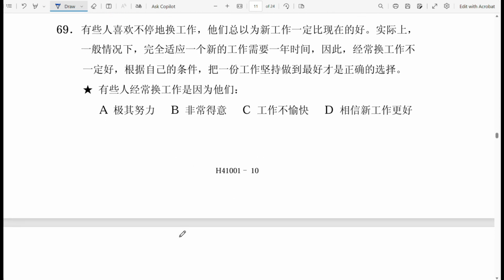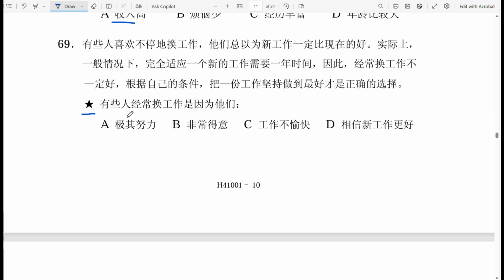Then let's go to number 69. The question asks, 有些人经常换工作是因为他们 There are people that often change their job because A. 极其努力, they are extremely diligent. B. 非常得意, they are extremely proud of themselves. C. 工作不愉快, their job is not happy, cheerful. D. 相信新工作更好, they trust, they are confident that their new job will be even better.